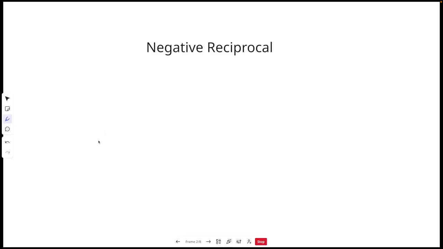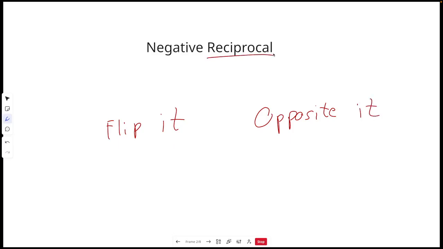The phrase that we're going to use here is flip it and opposite it. Flip it, opposite it. Okay, so reciprocal is the flip it part. And when you negate something or you make it negative in mathematics, that's the opposite part. So when we talk about negative reciprocals, we're going to flip it and opposite it.